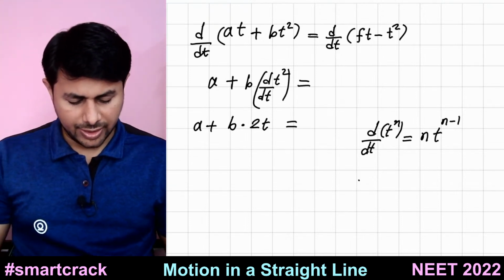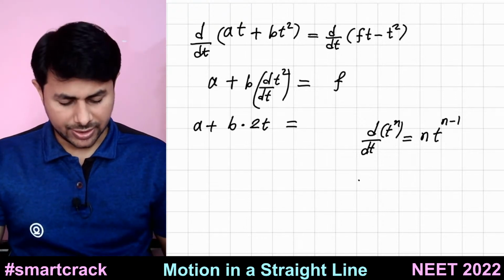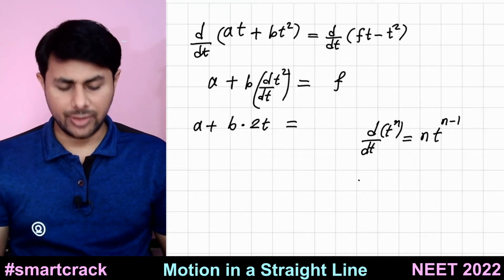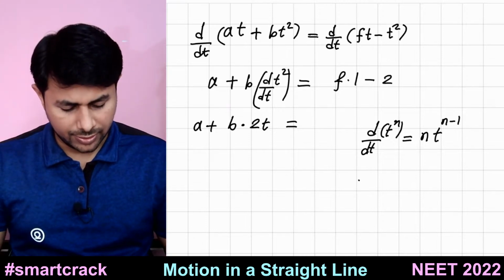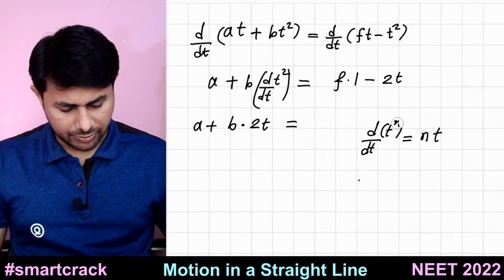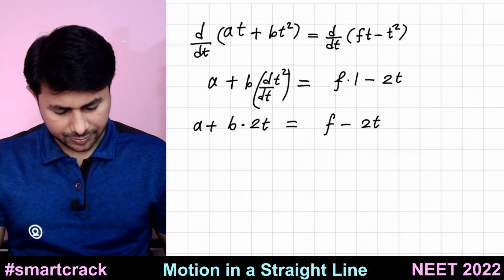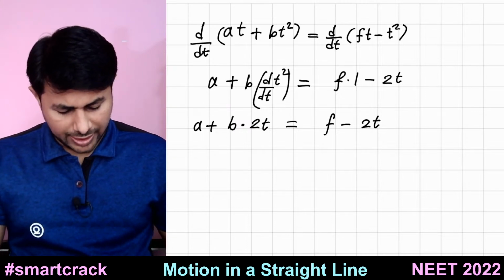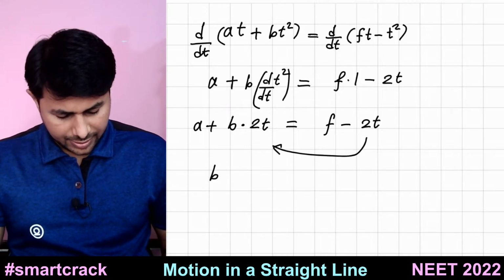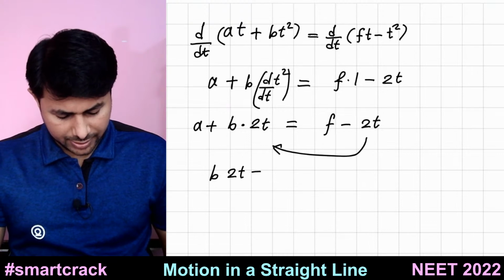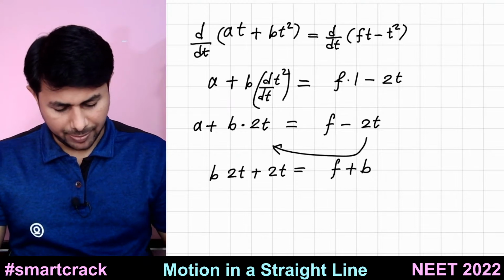And on the right hand side we have the derivative of ft minus t square. Now f is constant, we can take it outside. The derivative of t is 1, so f multiplied by 1 minus the derivative of t square, which we just saw is 2 times t. So f minus 2t. Again, we can take this 2t to the other side and a to this side. So we get b times 2t, it will be plus 2t, equals f plus a.